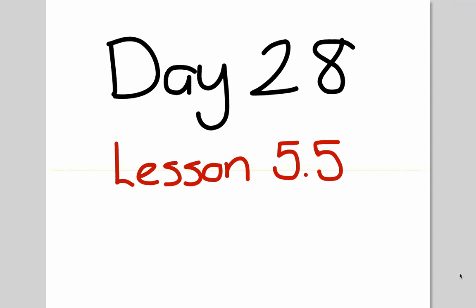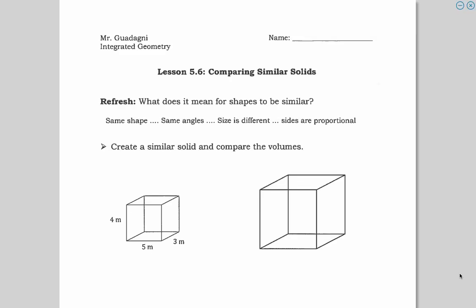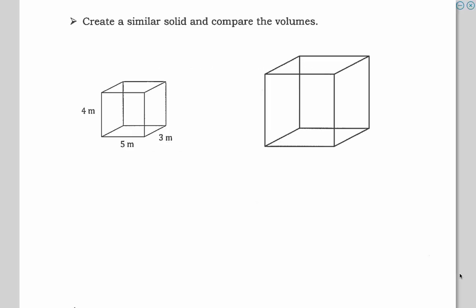Okay, lesson 5.5, last section and lesson of the unit. We're going to build off something we did in a previous unit, but we're going to do it sticking with the theme. We're going to do it in 3 dimensions. So we're going to compare similar solids. We compared similar triangles, we compared similar polygons, and now we're going to compare similar figures.